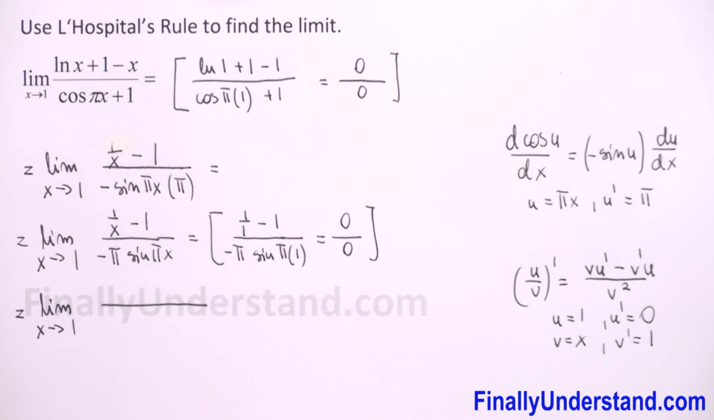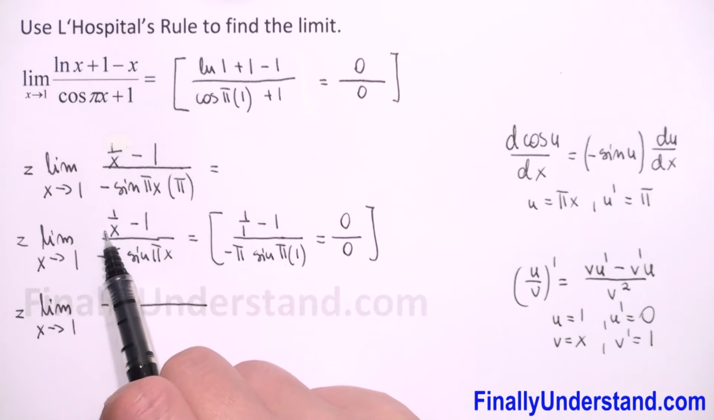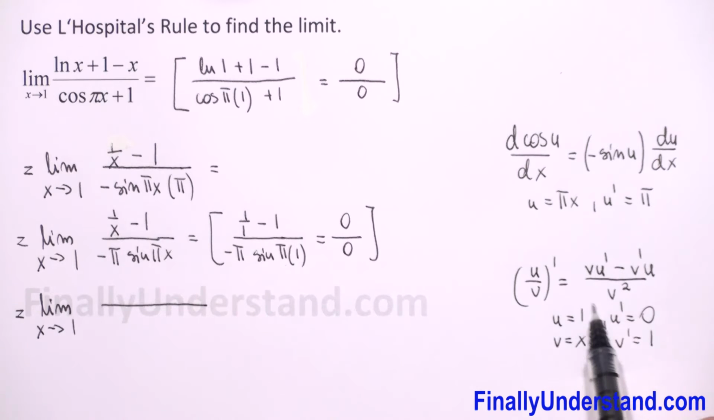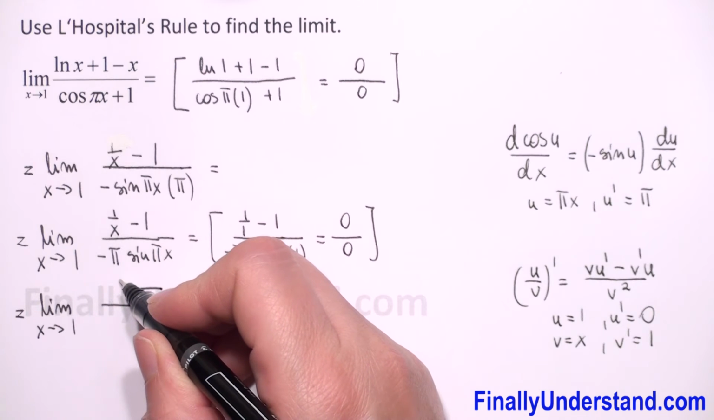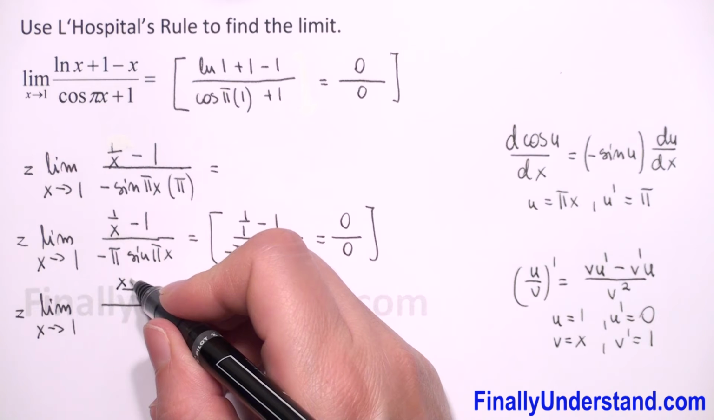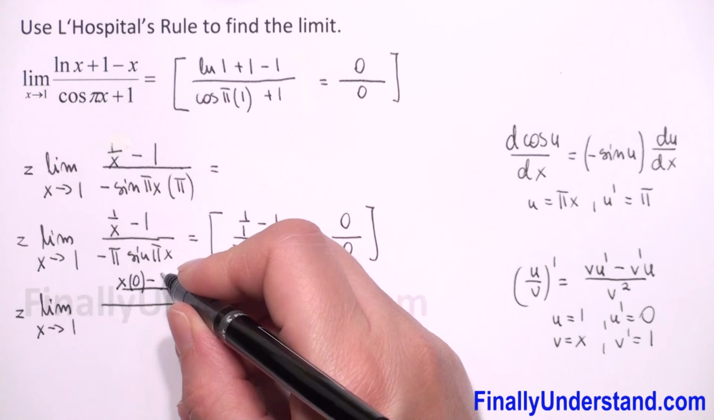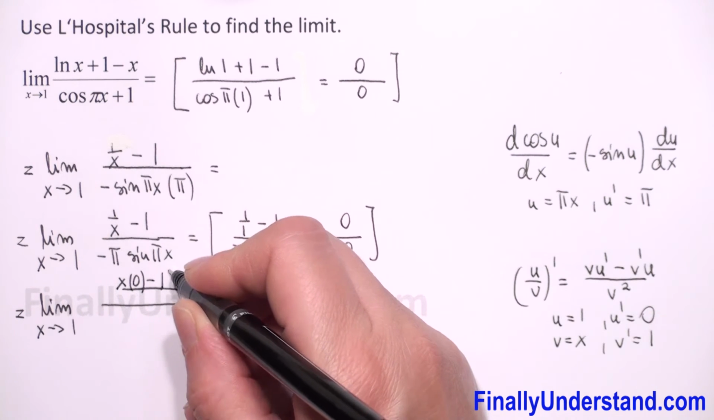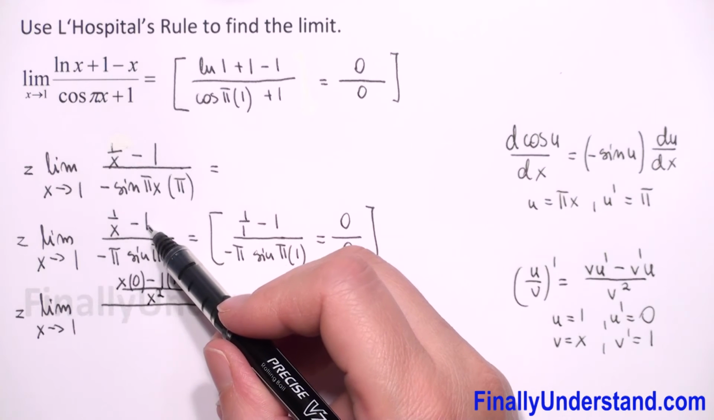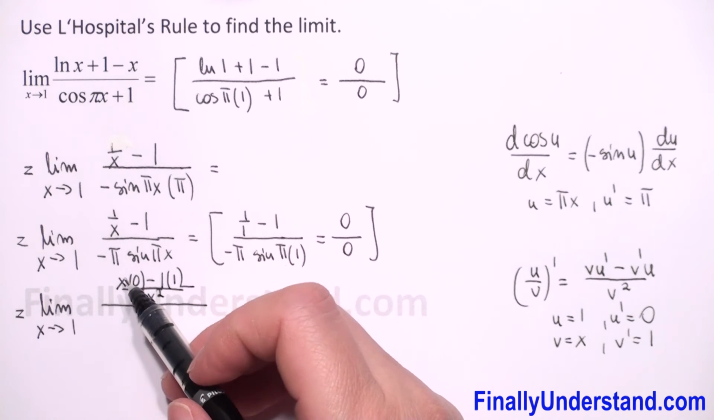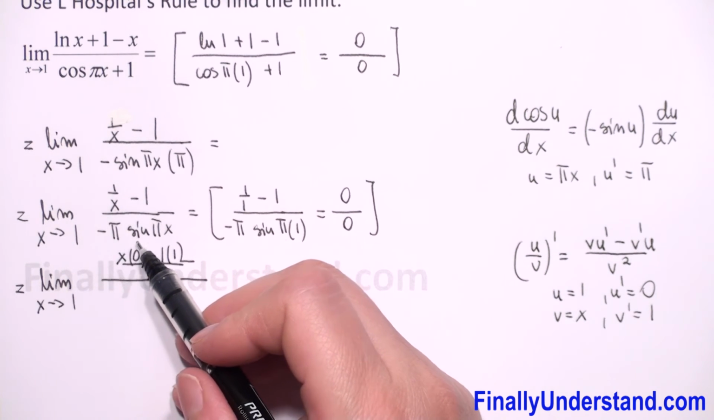So let me substitute now. So we will have first to have derivative of this expression 1 over x. So we will use this form. So in numerator we will have x times derivative of 1 is 0 minus derivative of x is 1 times 1 over x square minus derivative of 1 is 0, we don't have to write, and in denominator we have negative pi times sine of pi x.